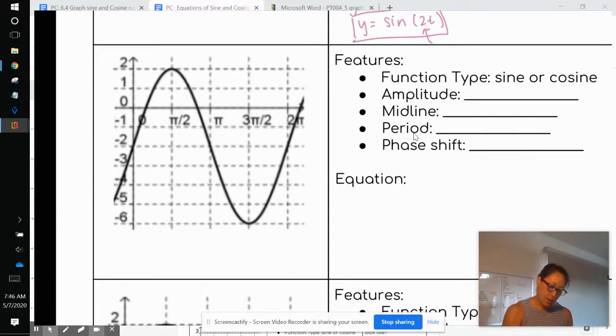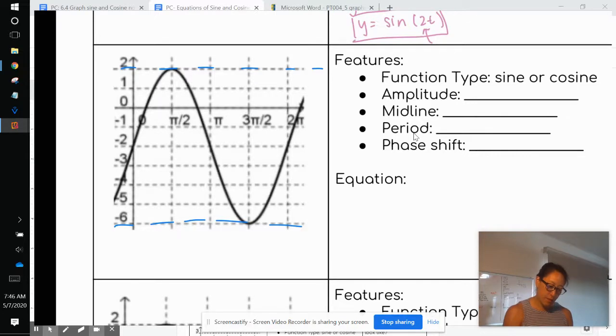All right. Here we go. Relative max, relative min, midline, looks like right here. Okay, I'm going to double check. From the midline up, I have 1, 2, 3, 4 units. From the midline down, I have 1, 2, 3, 4 units. It needs to be even. If it's not, you don't have the midline. Okay, so my amplitude is 4.